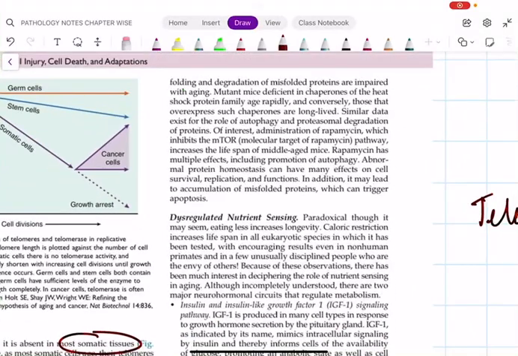That is rapamycin. Rapamycin is going to inhibit mTOR, that is mammalian or molecular target of rapamycin, which will increase the lifespan. So this is mTOR. You will learn in pharmacology also, that is mammalian target of rapamycin. So mTOR inhibitors are going to increase the lifespan.